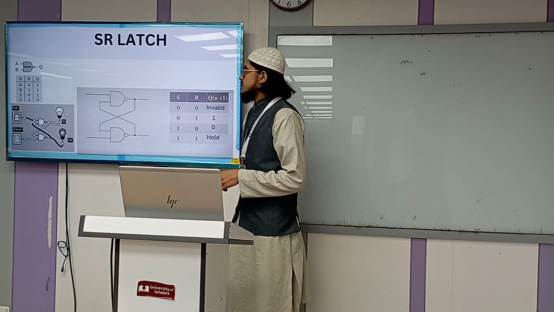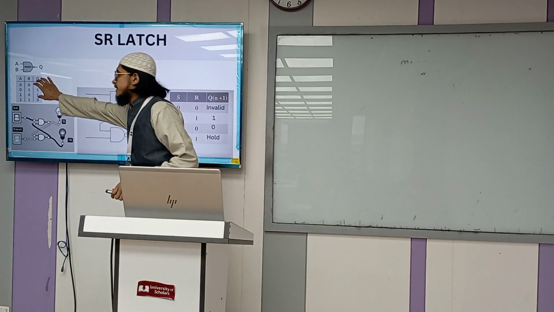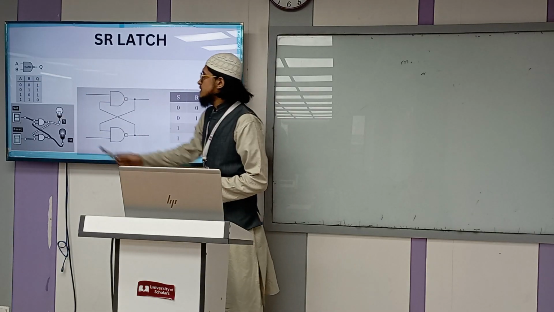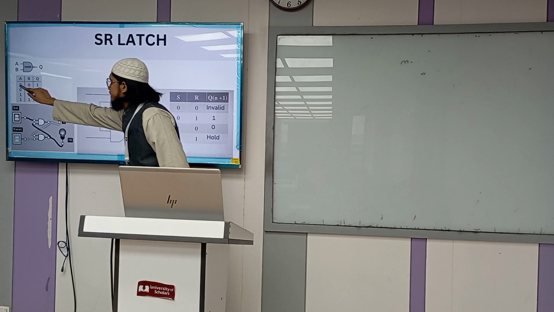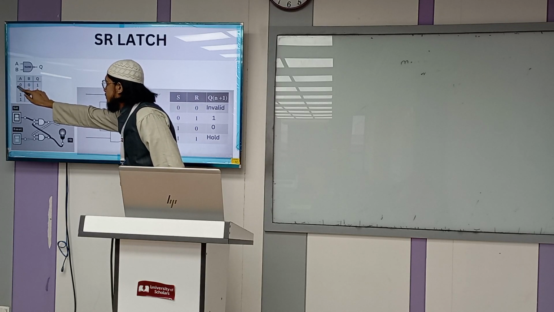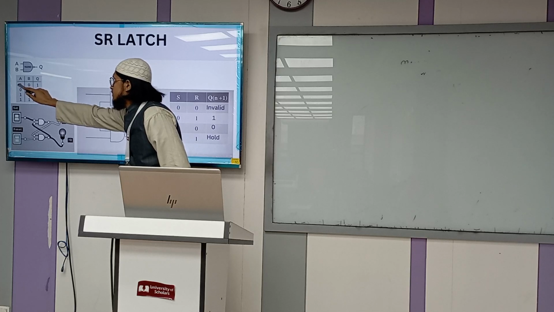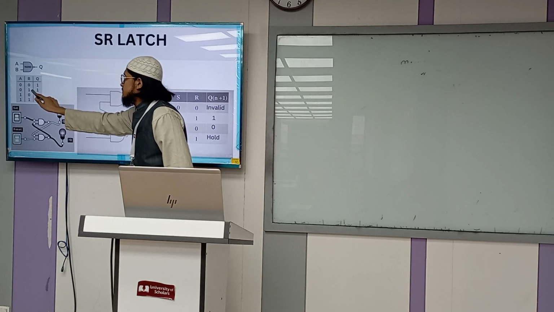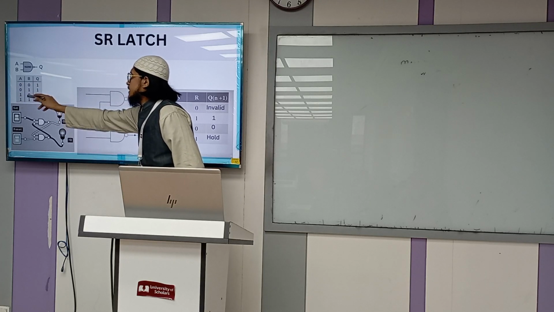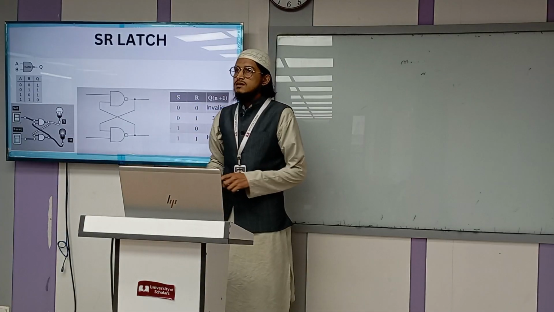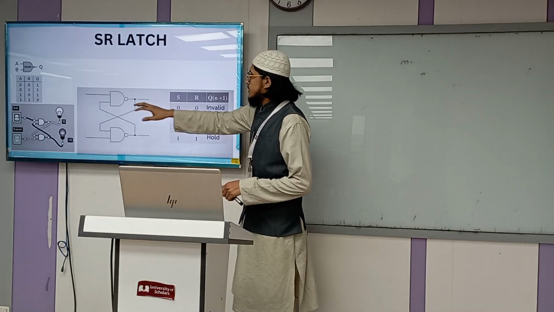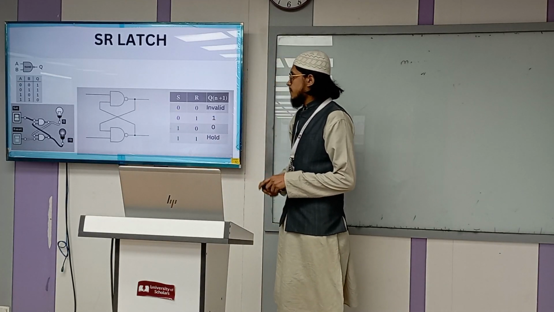Before going to the SR latch, we have to know the truth table of the NAND gate. If we see in the NAND gate truth table, the output depends upon the first input. If the first input is 0, it gives 1, and for 1, there are various combinations. So we have to know the NAND gate output first. Now move to the SR latch.